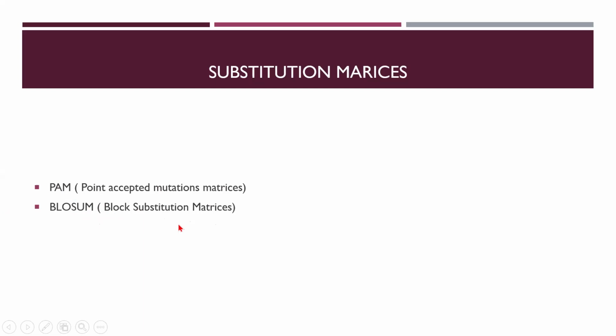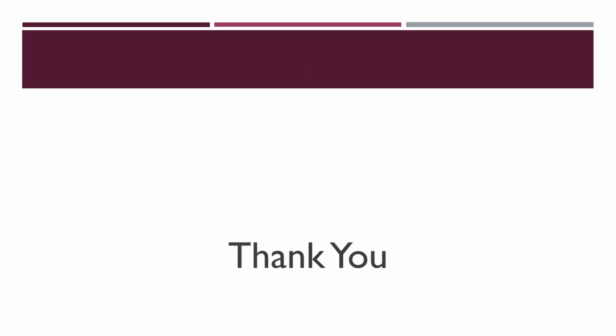So PAM and BLOSUM are the amino acid substitution matrices, which are very popularly used in several sequence alignment algorithms. So we will discuss more about these substitution matrices in the next class. So just have this information and come prepared for the next class, where we will discuss in detail about substitution matrices. So thank you. That is all I wanted to cover in this class.